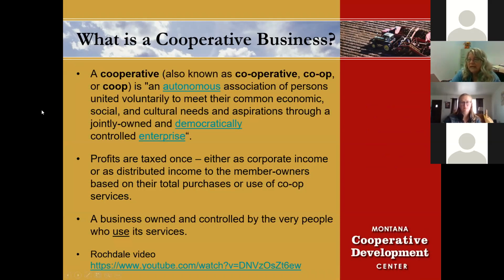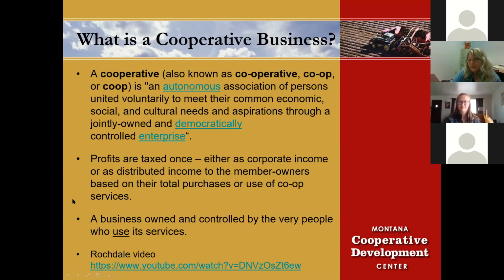So if you had to define a cooperative business, and that's always a good place to start when we talk about these things, the official definition of it is that it's an autonomous association of persons voluntarily coming together to meet economic, social, and cultural needs. And they are jointly owned and democratically controlled enterprises. So that says a lot, but really, there are a few very fundamental things that we know about co-op businesses that make that definition a little wordier than it needs to be, but nonetheless, that's the official definition.